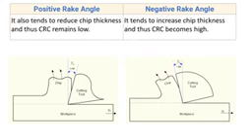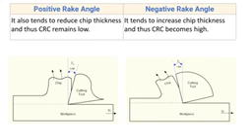Next difference: positive rake angle also tends to reduce the chip thickness, and thus CRC remains low. Due to positive rake angle, this tool tip is very sharp, and due to this the thickness of the chip is less. Whatever chip is produced during machining, its thickness is less in case of positive rake angle. The next part, CRC, is nothing but chip reduction coefficient.